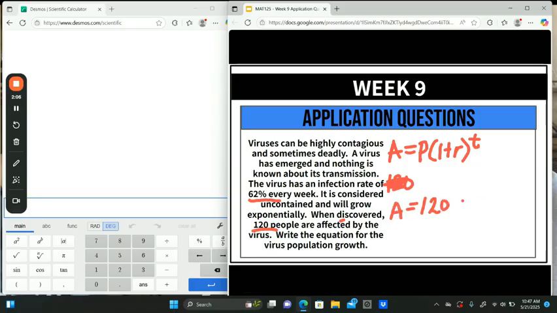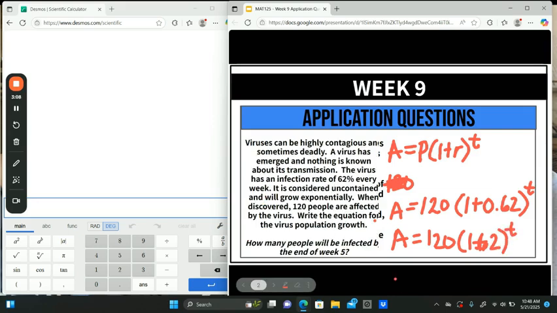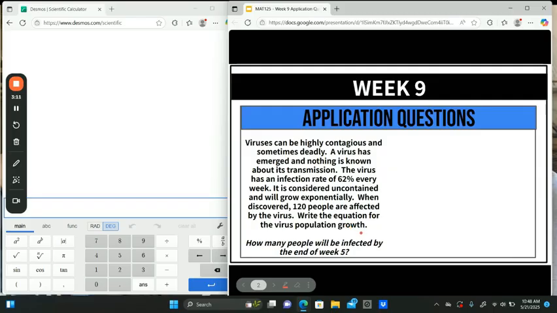A equals 120 times 1 plus the rate, which is 62%, but we're going to write 62% as a decimal. So here we're going to write 0.62 to the T, and then we don't know the time, so we're going to leave that. And you could simplify this out if you wanted to. A equals 120 times 1.62 to the T.